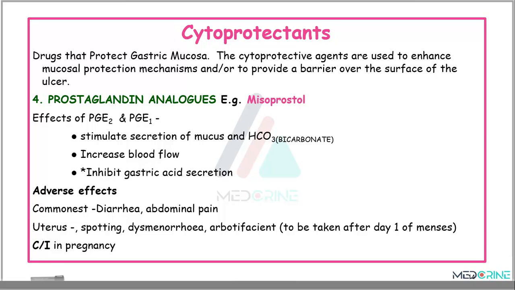And remember from physiology, the effects of prostaglandin E1 and E2 are in the stimulation of the secretion of mucus and bicarbonate. They also increase the blood flow to the stomach lining and inhibit gastric acid secretion. So these cytoprotectants have some common side effects like diarrhea and abdominal pain, and specifically of importance, they are abortifacients. They can cause spotting and dysmenorrhea, therefore they should not be taken in pregnancy.